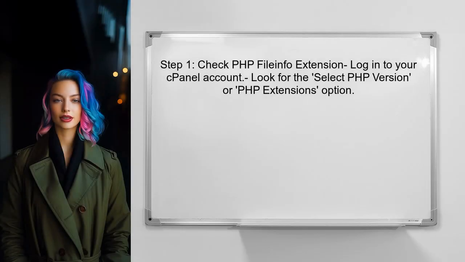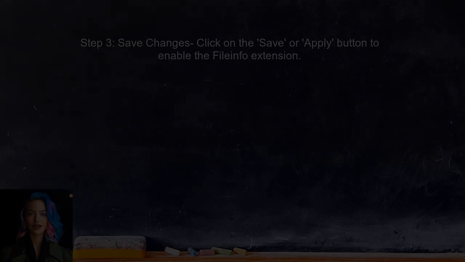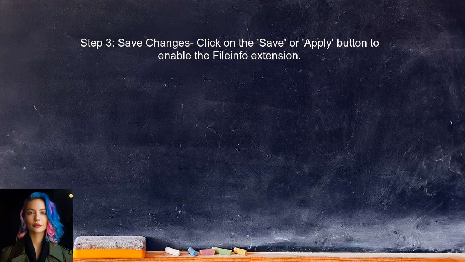To resolve the missing dependency error, the user should first check if the PHP Fileinfo extension is enabled on their shared server. This can typically be done through the cPanel interface. Once the user finds the PHP extensions section, they should look for the Fileinfo extension in the list. If it is not checked, the user needs to enable it. After enabling the extension, the user should save the changes. This will ensure that the Fileinfo extension is active for their PHP environment.